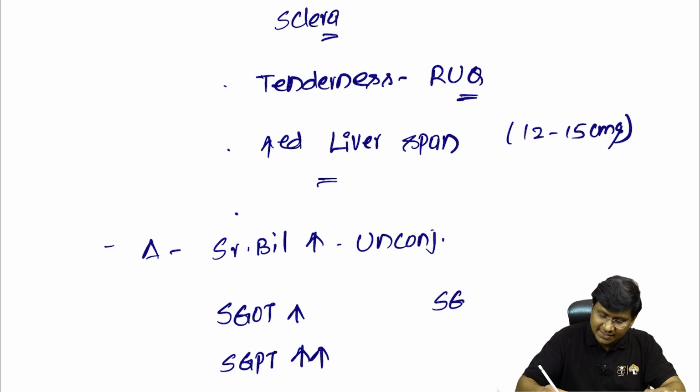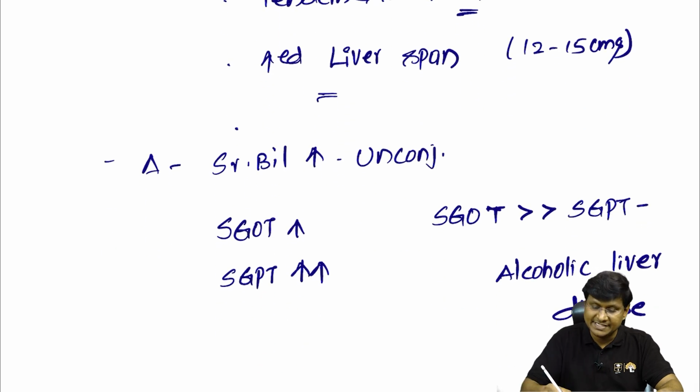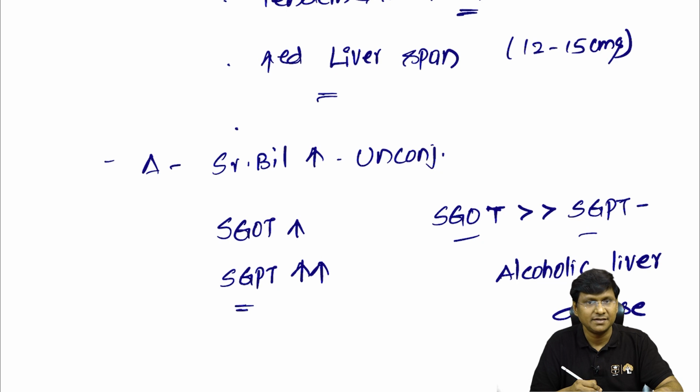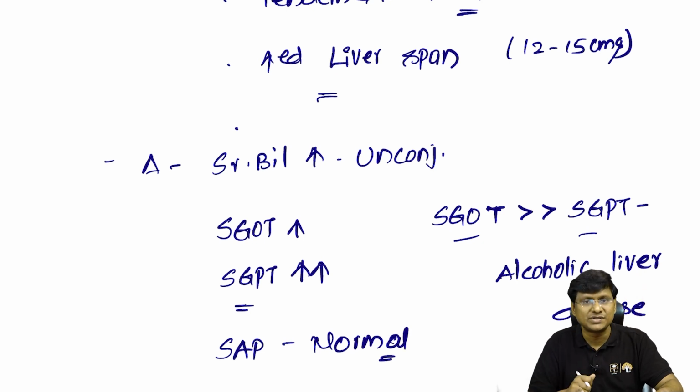Whereas the condition where the SGOT is more increased compared to the SGPT, you will observe in alcoholic liver disease, where SGOT is more than SGPT. Whereas in viral hepatitis, the SGPT will be more than the SGOT. Right? And what about the serum alkaline phosphatase levels? This will remain normal. What are the conditions where the serum alkaline phosphatase levels will be elevated? That is in obstructive jaundice.